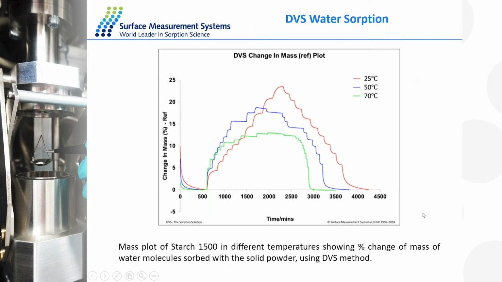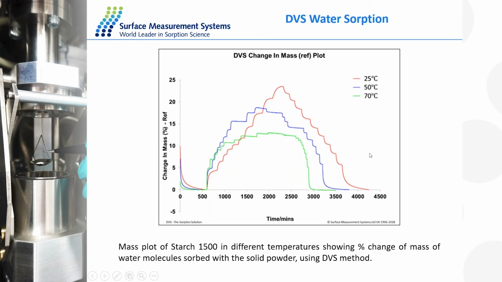So this is one of the DVS plots obtained. In this case, we're looking at a mass plot of starch at different temperatures: 25, 50, and 70 degrees. It's showing the percentage change of mass of the water molecules in the powder solid over time.